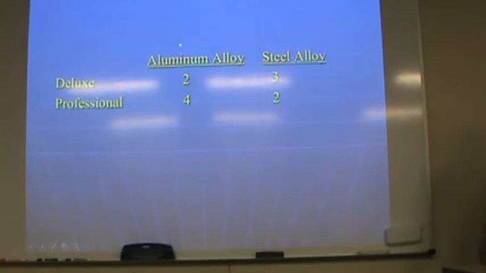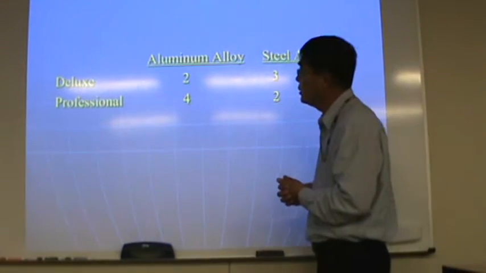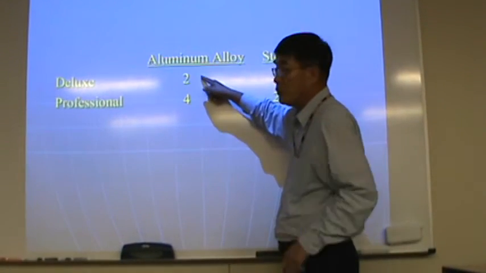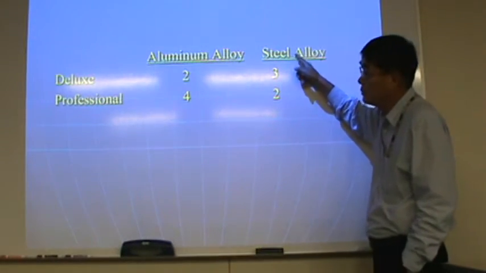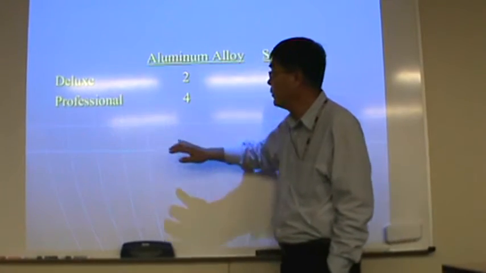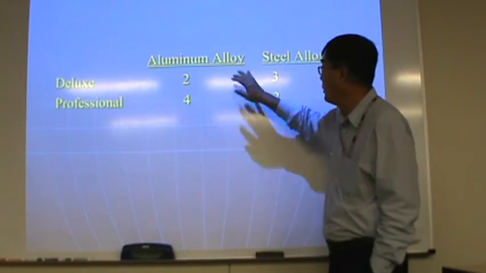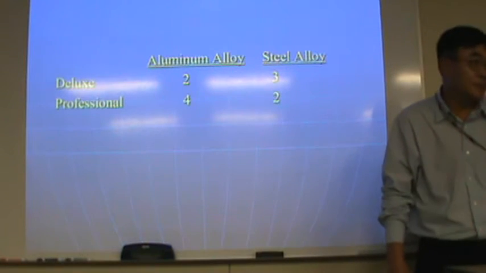Okay. Then, to produce a deluxe frame, 2 pounds of aluminum and 3 pounds of steel. And to produce a professional frame, 4 pounds of aluminum and 2 pounds of steel alloy.